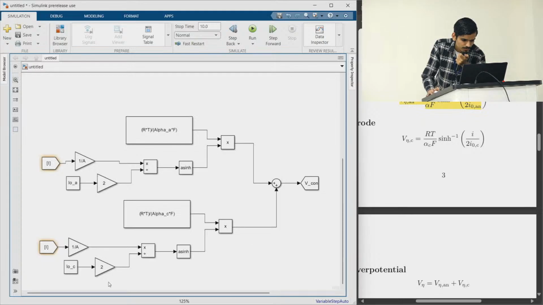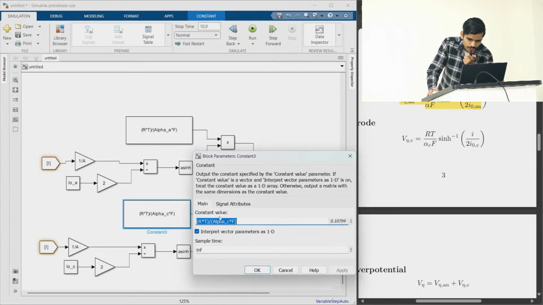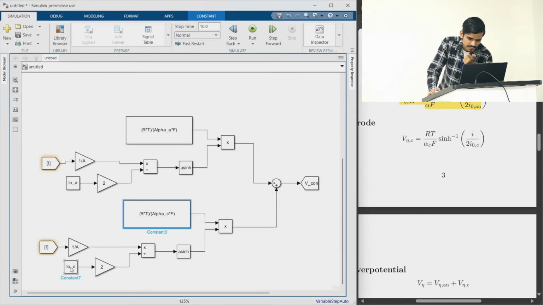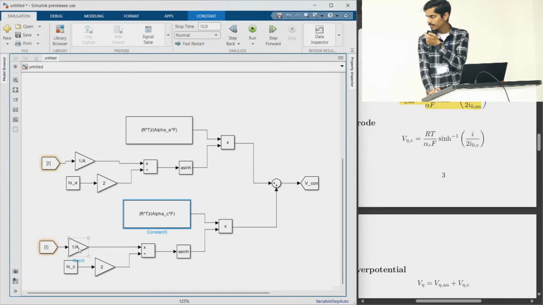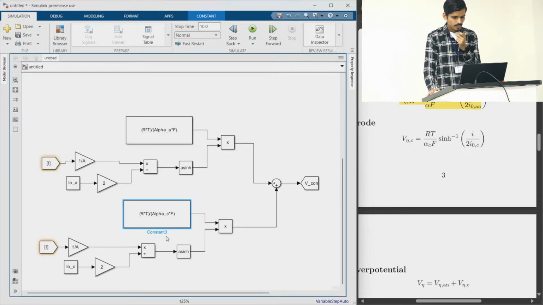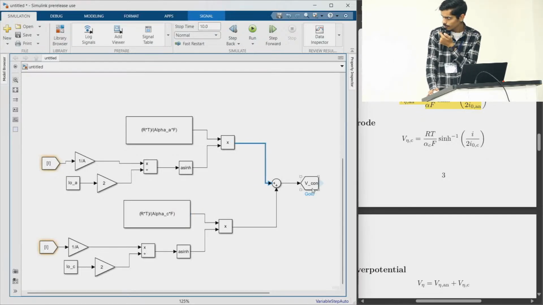Now the next one is for the cathode. The only change between the anode and cathode is the charge transfer coefficient for the cathode, which is alpha C, and I naught C, which is the exchange current density for the cathode. Apart from that, all things remain the same. We are using the same current in both cases, and the area is equal to 290 square centimeters in both cases. And at the end, we find the summation of these two to get the net activation overpotential.